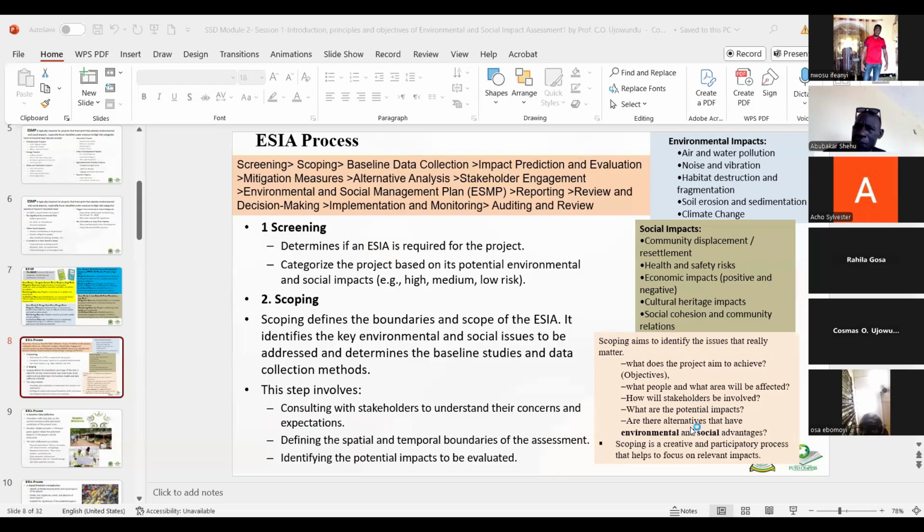Are there alternatives? Well, we'll now talk about alternative analysis. So if this project is done, are there other things we can do? Are there other locations for this project? Are there other projects we can carry out that have no impact compared to this particular project we are talking about? Can we take an alternative location? Are there alternatives that have environmental and social advantages? We put that into consideration.